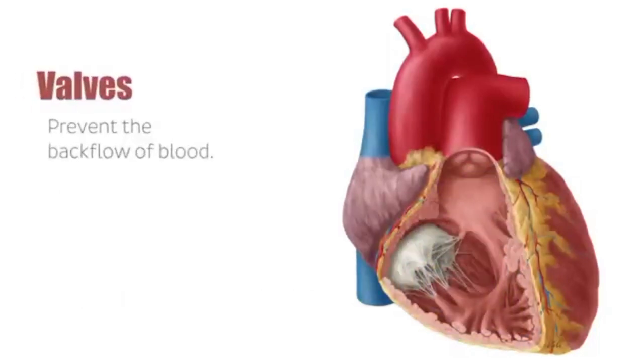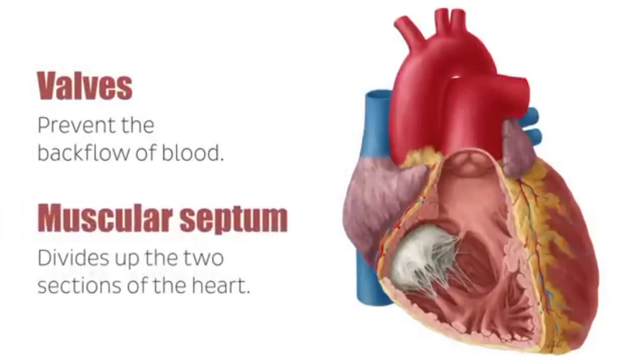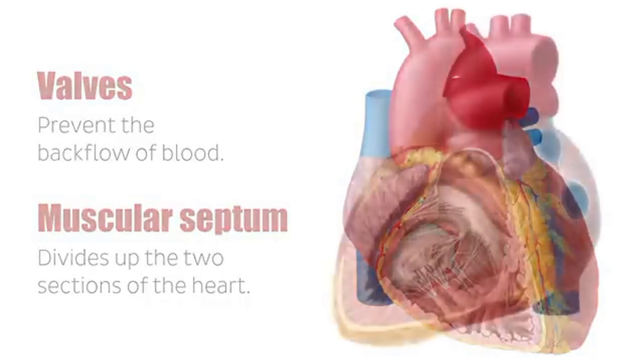The valves of the heart prevent the backflow of the blood into the chambers of the heart. The muscular septum divides the two sections of the heart, creating a left and right side, each containing one atrium and one ventricle. The right side of the heart pumps deoxygenated blood and the left side pumps oxygenated blood.